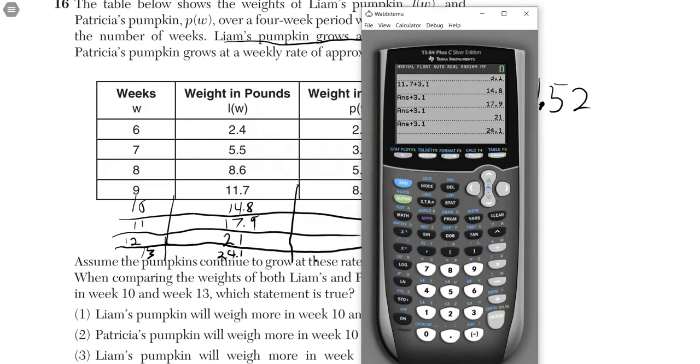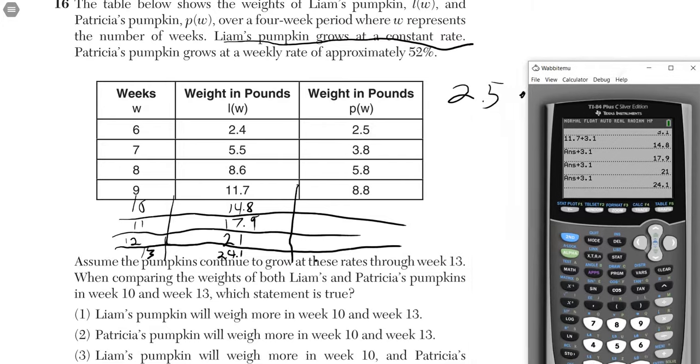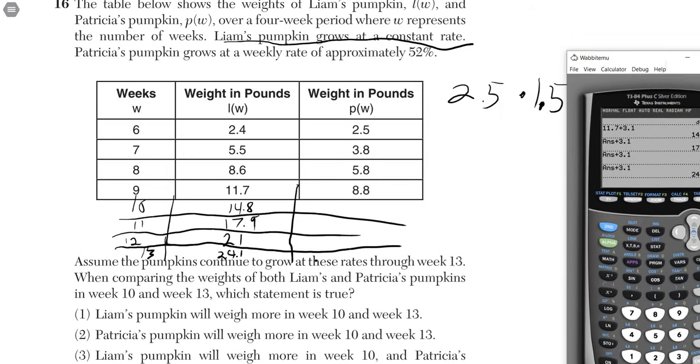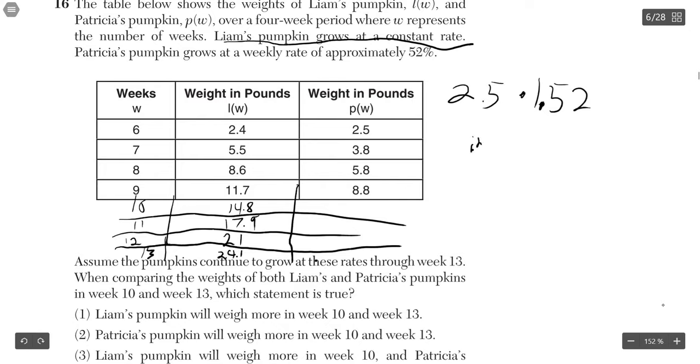Right, the 2.5 I'm getting from here, times 1.52, that should be an increase of 52%, right? 1 to keep the original and .52 for the increase. So let's see, 2.5 times 1.52, 3.8, just like they got there. So that's something important to know. To increase something by X percent, you have to multiply by 1 plus that percent.